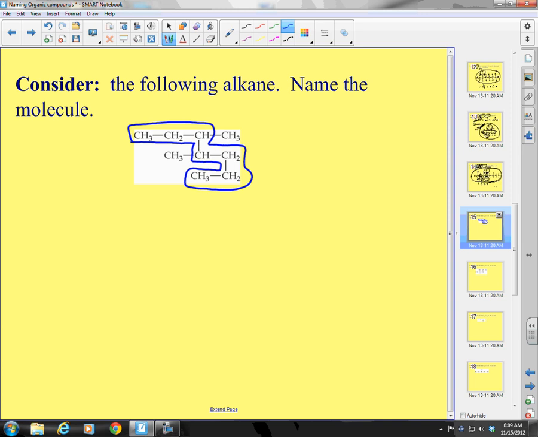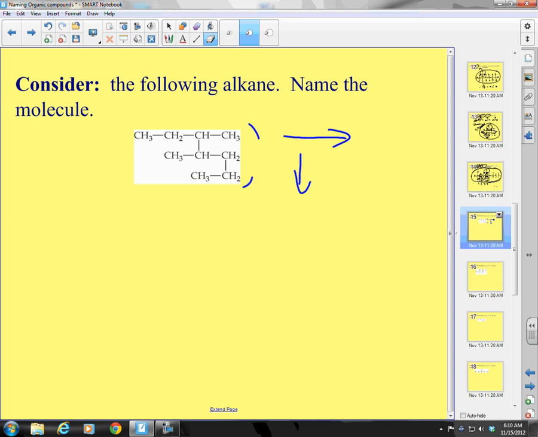Got it? Now you notice it doesn't have to just go straight. Doesn't have to go down. It can weave around as long as I don't backtrack. So that means I can't come over here and then come back down here. That's backtracking when I come over to this one. So find your longest continuous chain of carbons, which we have done.